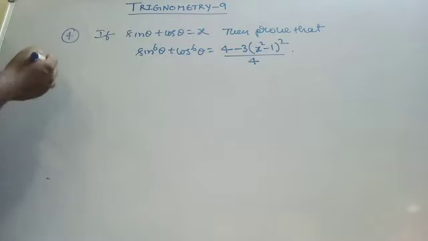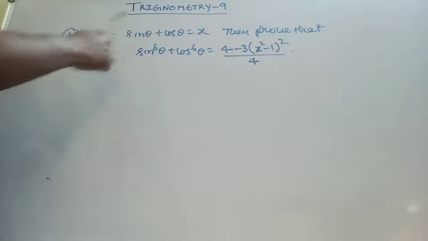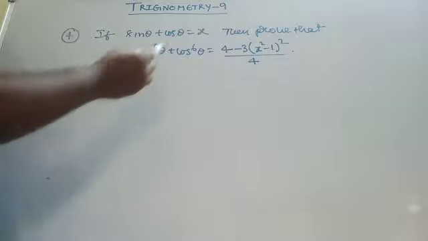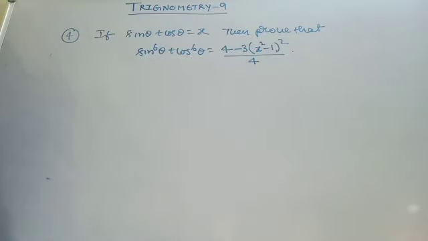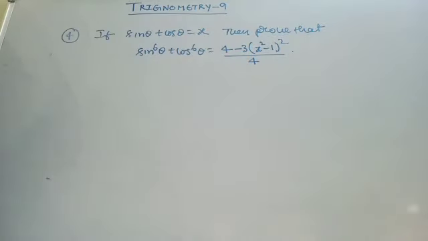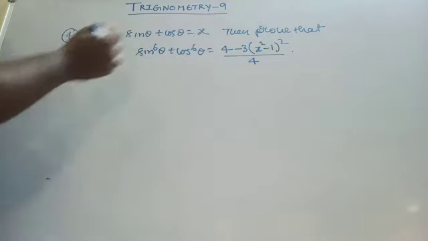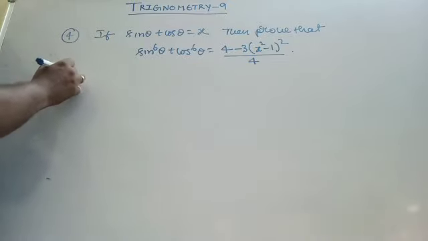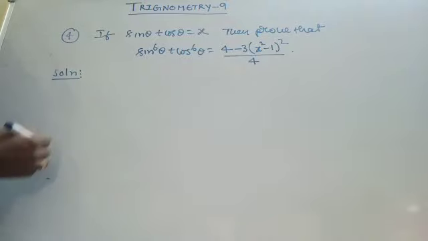Okay, next, fourth problem. If sin theta plus cos theta equal to x, then prove that sin power 6 theta plus cos power 6 theta equal to 4 minus 3 times (x square minus 1) whole square, whole by 4. This is what we have to prove. It's a very important problem. How we are going to proceed, you please observe, my dear students.